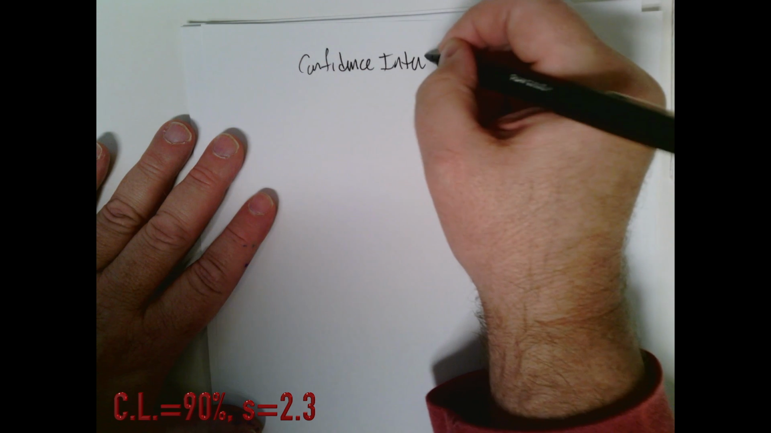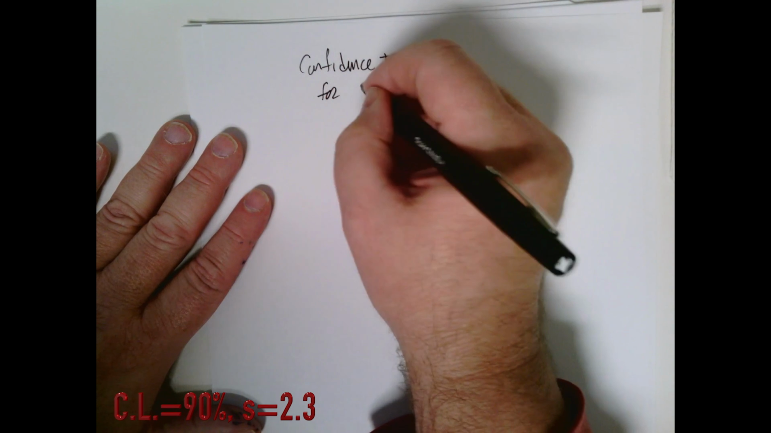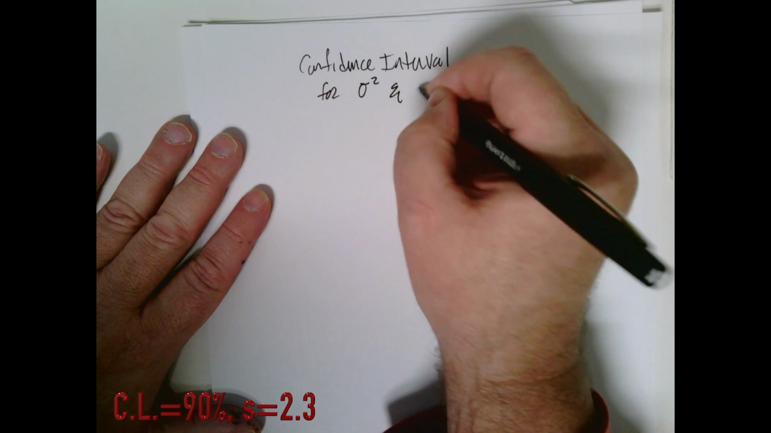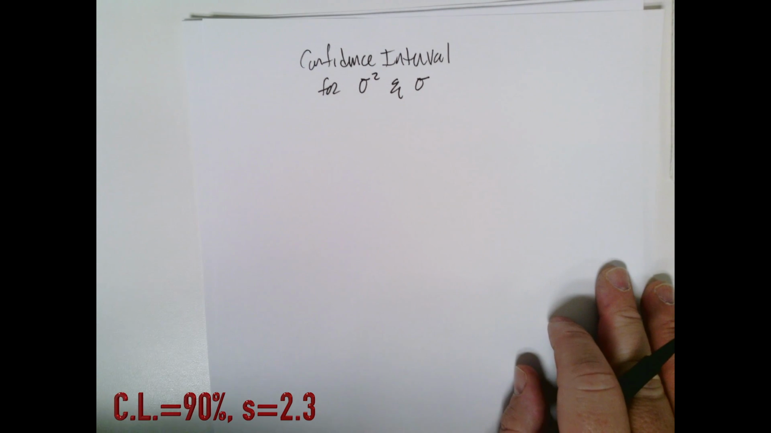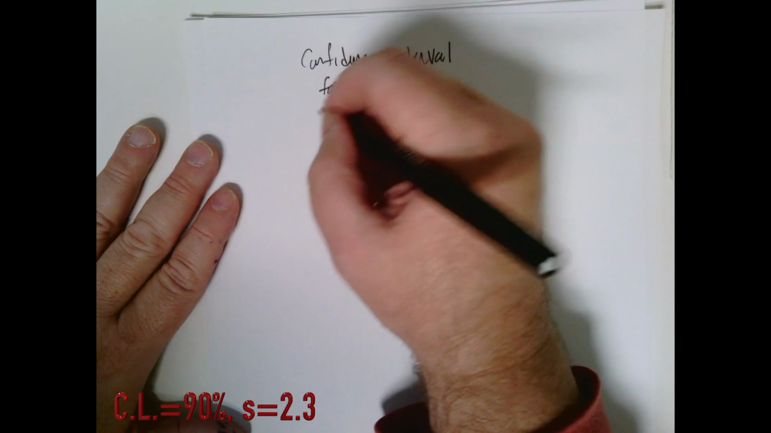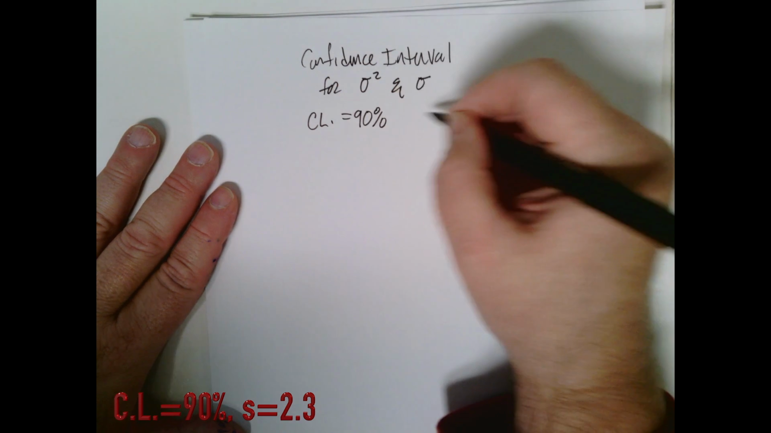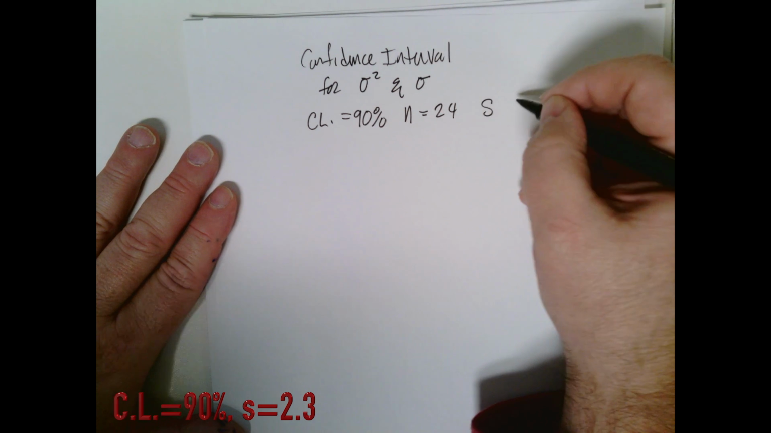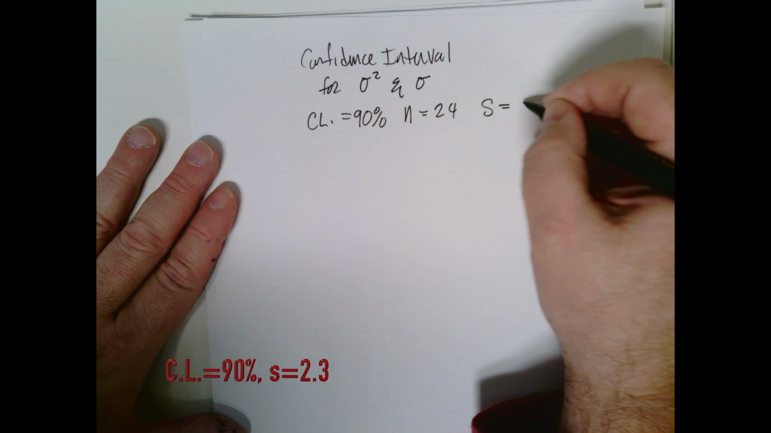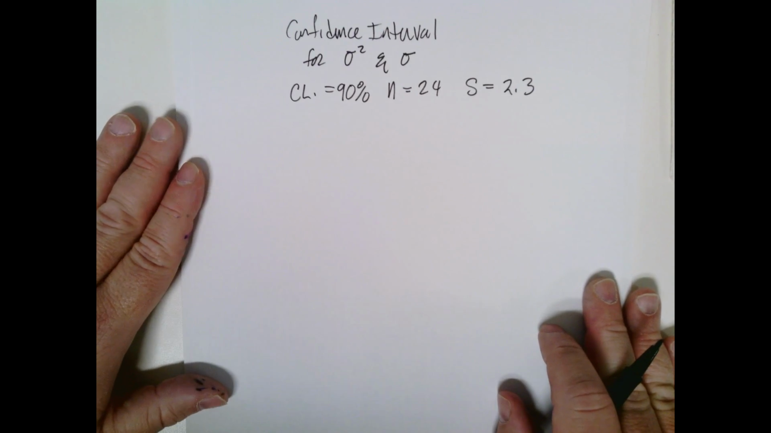All right, so we have a confidence interval for the variance and standard deviation. What information do they give us? They give us a confidence level, 90%. They give us a sample size of 24 and a sample standard deviation of 2.3. So that's where we're going to start.